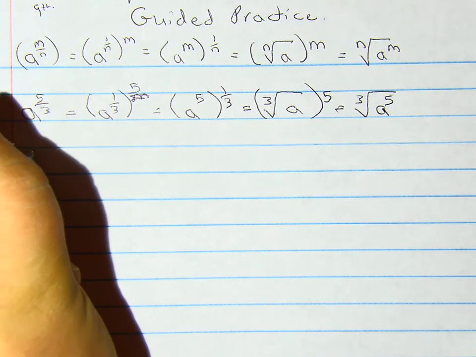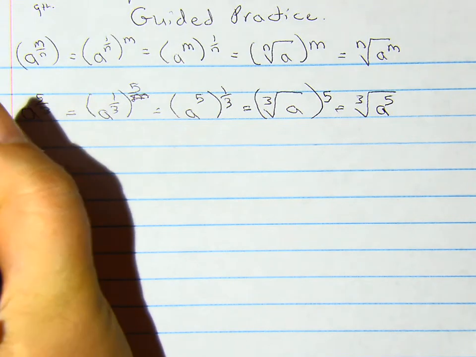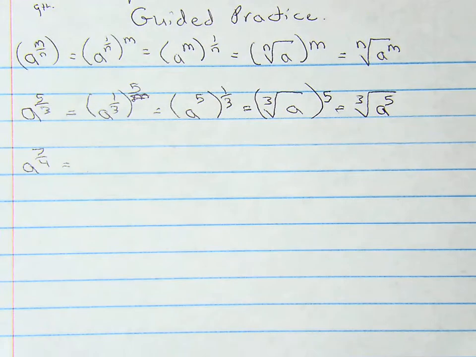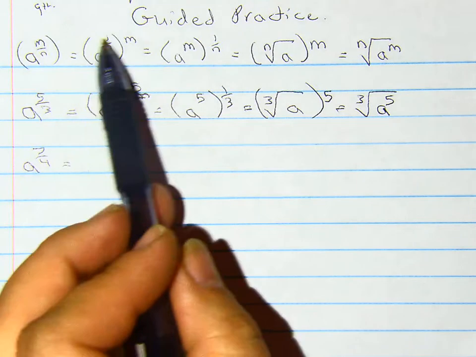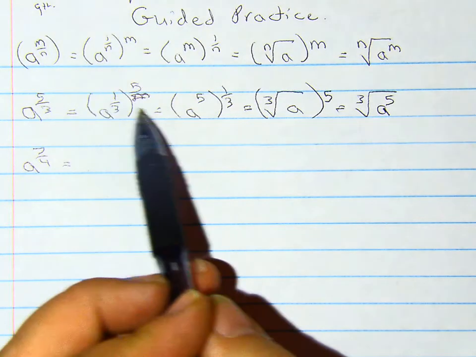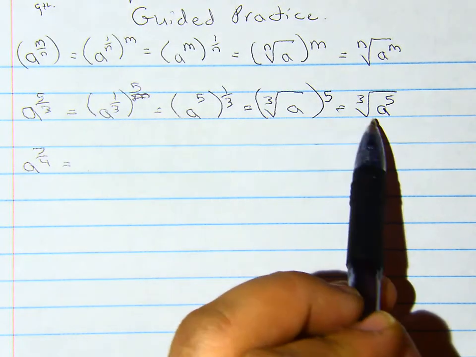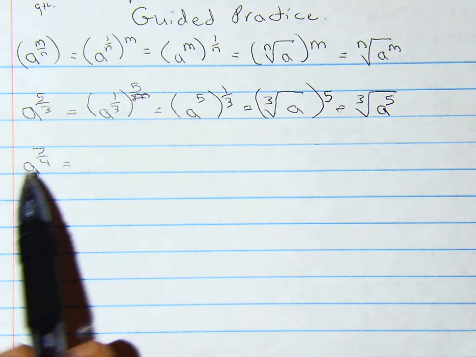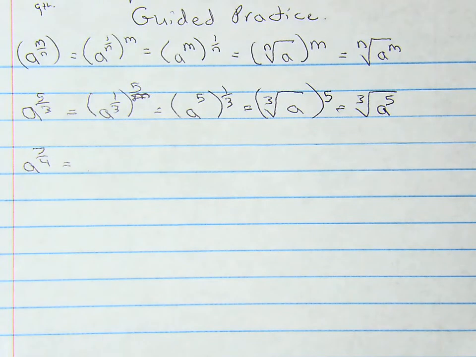So with the guided practice, let's put down another example, a to the 7/4. This time I want you to pause the video and write down the 4 other ways to write this same rational exponent. So go ahead and pause the video now.